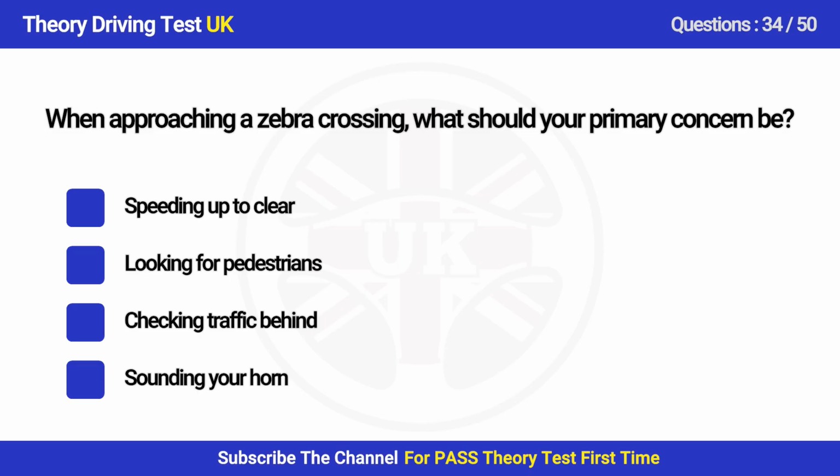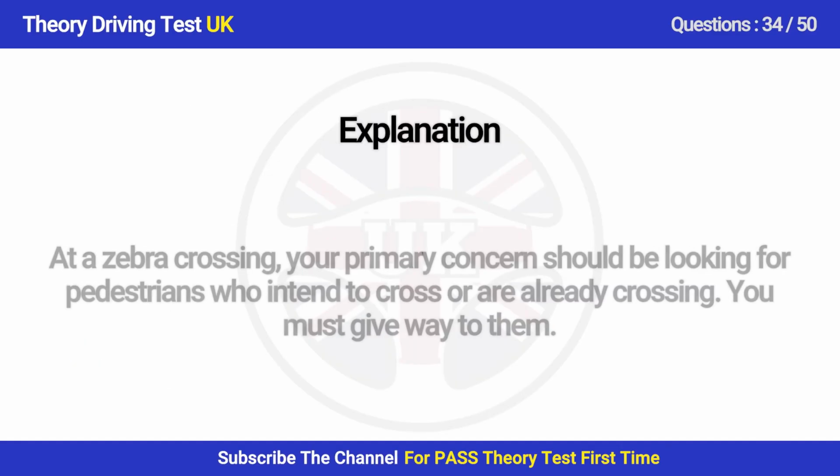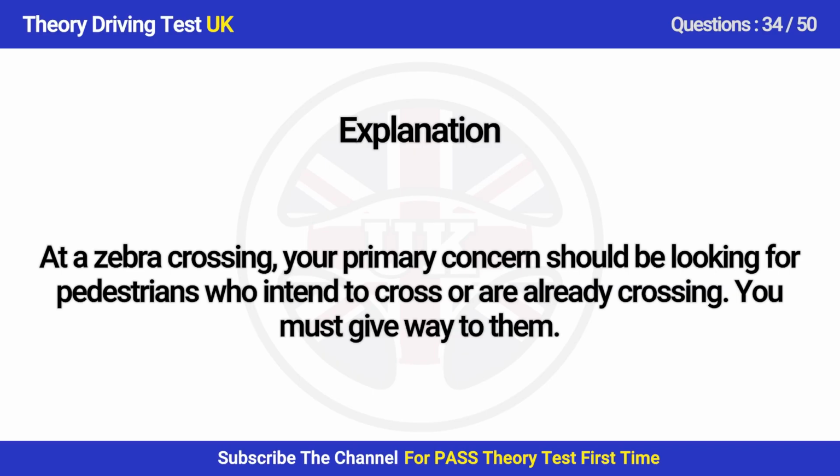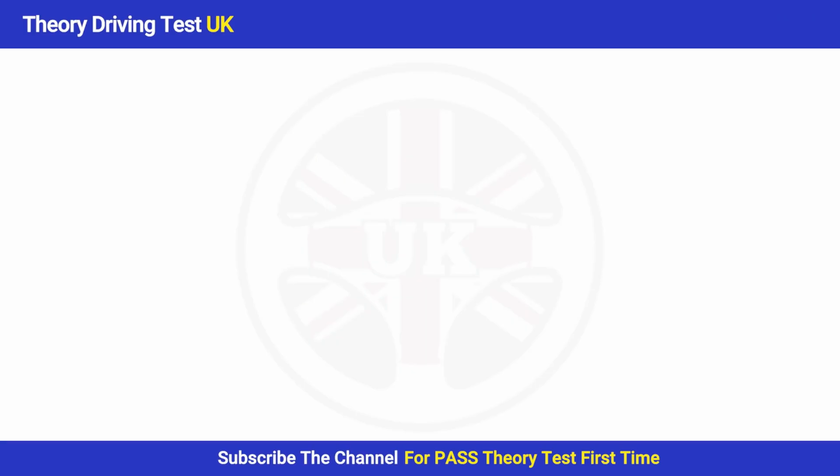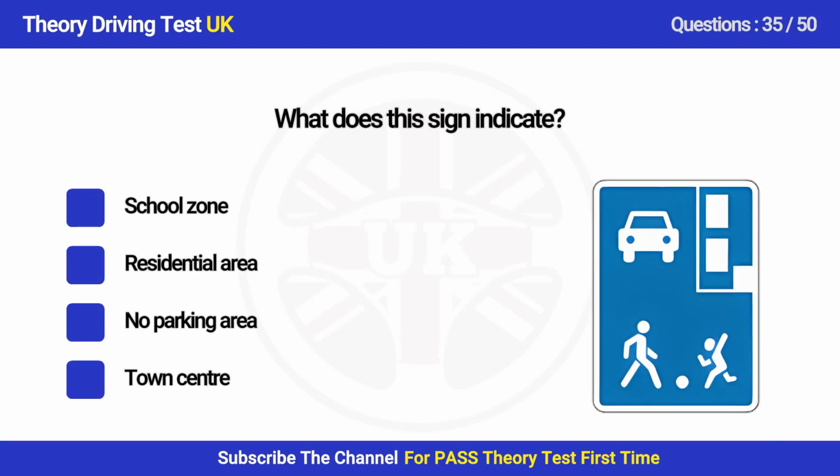A. Speeding up to clear, B. Looking for pedestrians, C. Checking traffic behind, D. Sounding your horn. Answer is B. Looking for pedestrians. At a zebra crossing, your primary concern should be looking for pedestrians who intend to cross or are already crossing. You must give way to them. Question 35. What does this sign indicate?